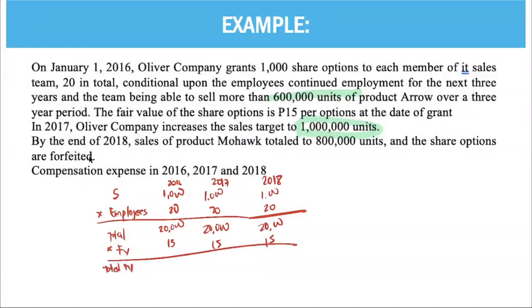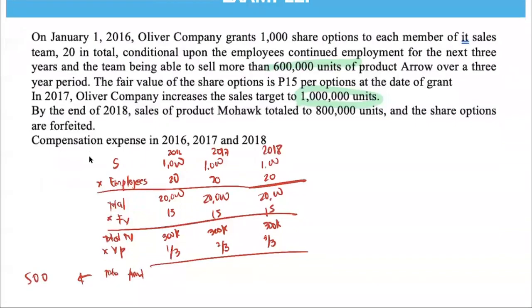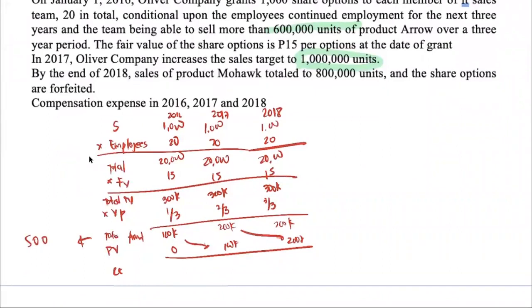So the total amount, 20 times 15, we have 300,000, multiplied by the vesting period, 1, 3, 2, 3, and 3, 3. Total amount: this is the share options outstanding, 100, 200, and 300. Less the previous year, 0, 100, 200. Compensation expense, 100, 100, 100.